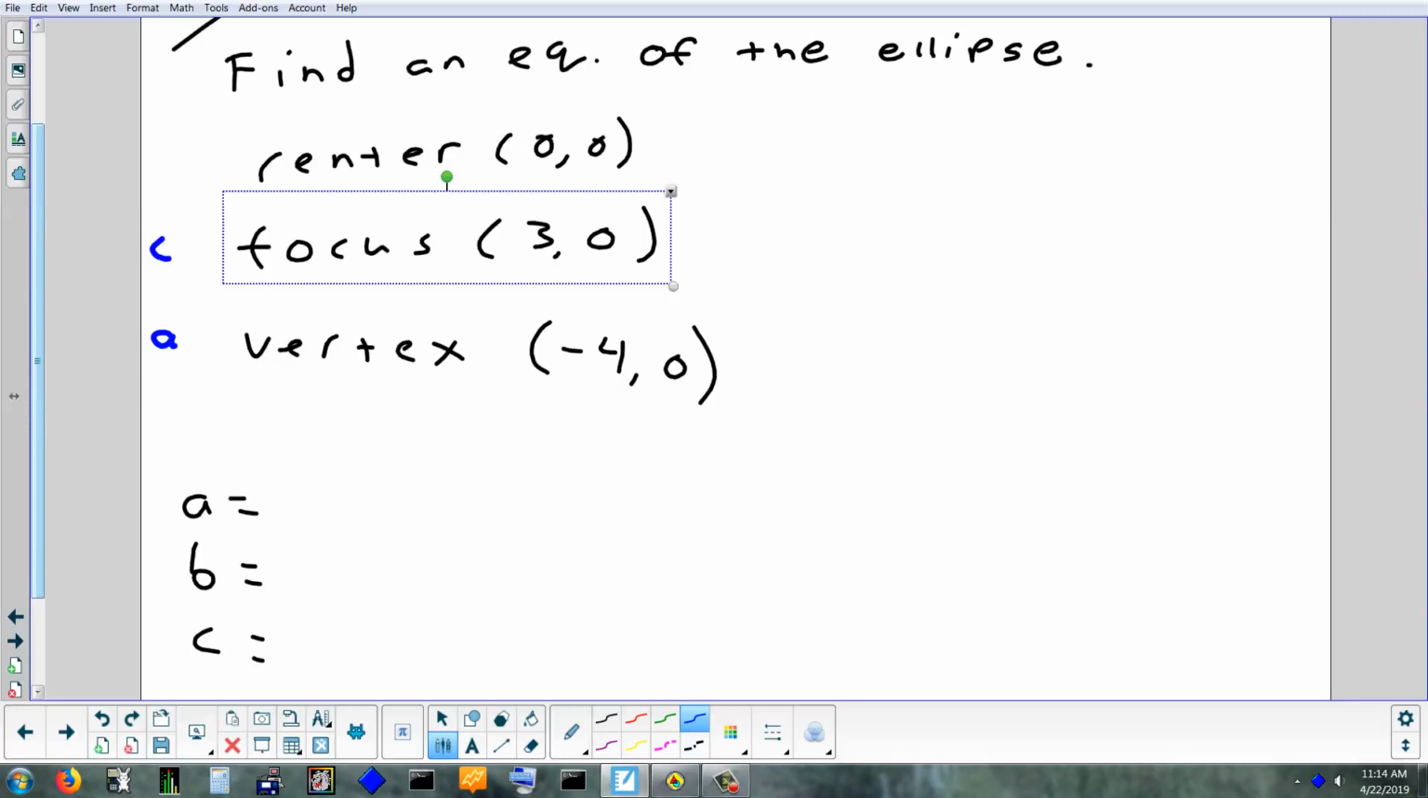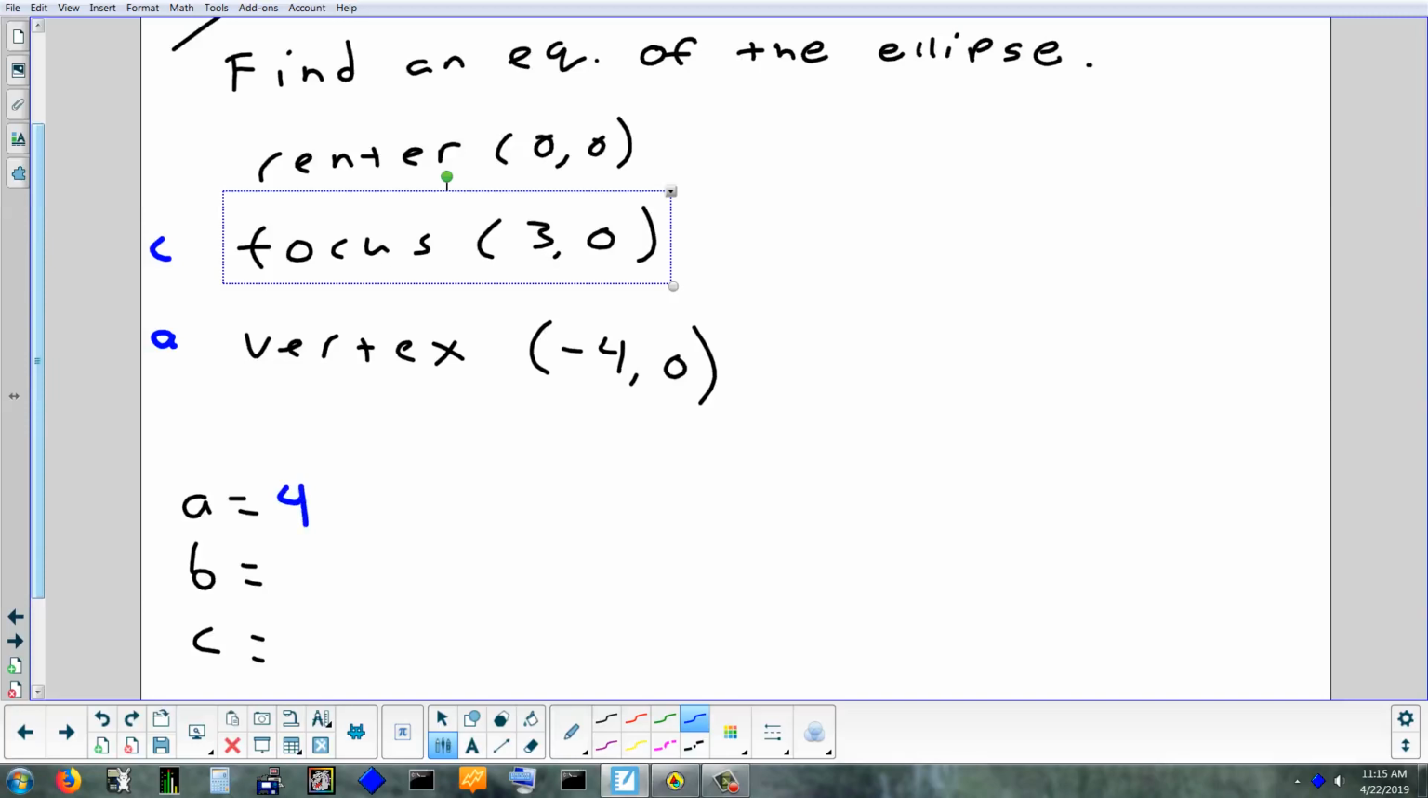And anyone else, take another shot at it? What's the distance from the center to the vertex? 4. Right, the center is at the origin. The vertex is 4 units to the left. But it's still on the axis. It didn't go up and down. So distance from the center to the vertex, 4 units. So we got A.